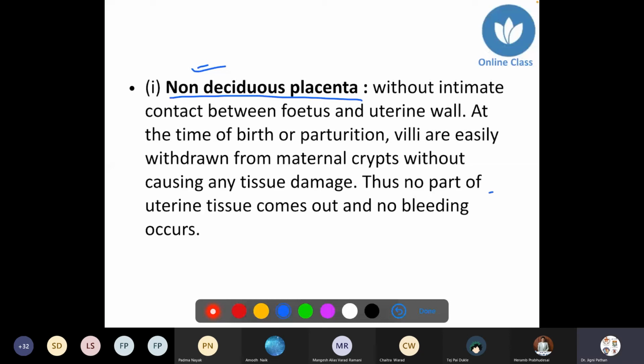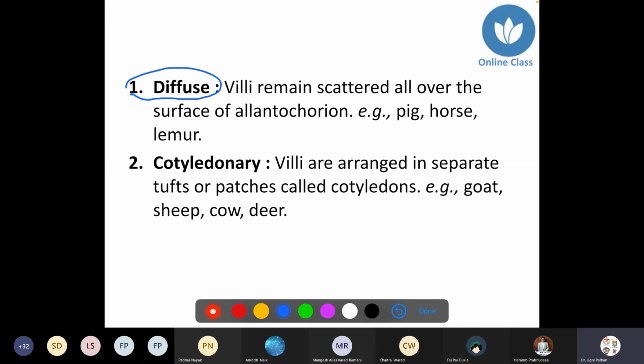I hope you're done writing. Let's move to the next. In this, diffuse and cotyledonary, you know what is diffuse and cotyledonary. They both come under non-deciduous placenta. You just write down the example: diffuse type and cotyledonary come under non-deciduous type of placenta.